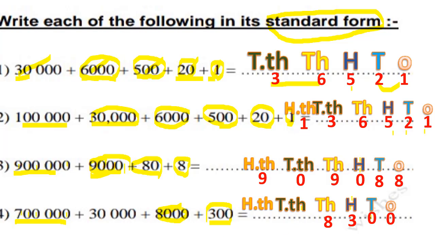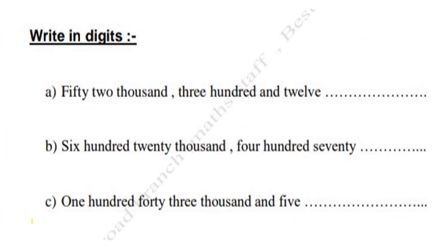Now in 10,000, I look for what? The number which has 4 zeros. Yes, here I have 30,000. So I will put number 3 in 10,000. And the last number will be 7. Okay, my students? Let's see another exercise. Write in digits.